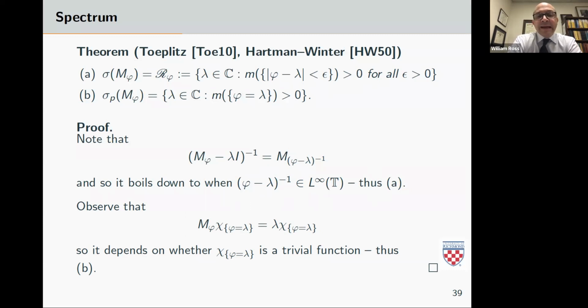All right, so if you were to look at an eigenvalue equation here, M phi times the characteristic function of the set where phi is equal to lambda, that's certainly going to be lambda times the characteristic function. Now, we all teach our students that you need to check that your supposed eigenvector is actually non-zero, and so that characteristic function will be a non-zero function when condition B holds. Okay, so that's the spectrum and the point spectrum.